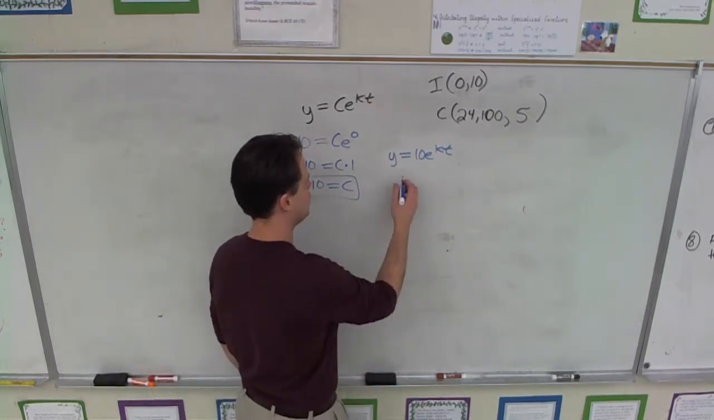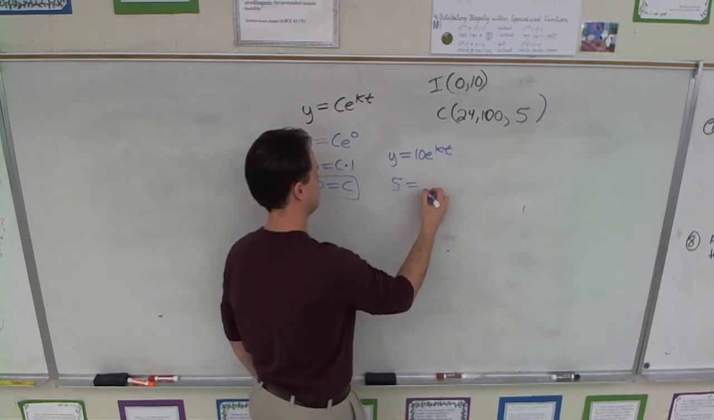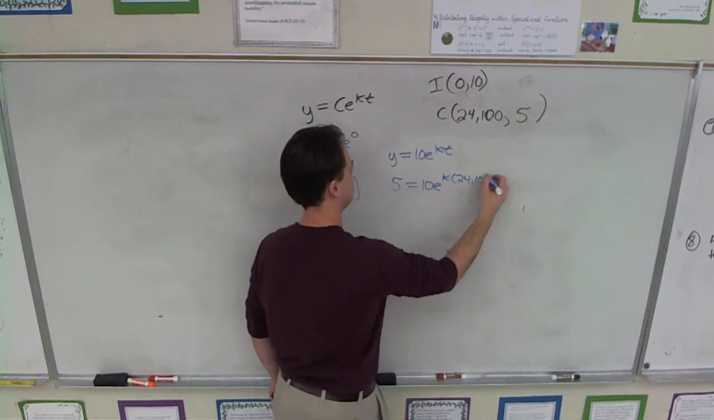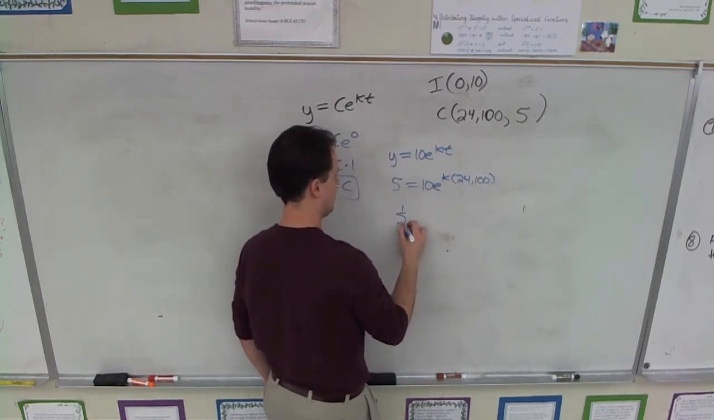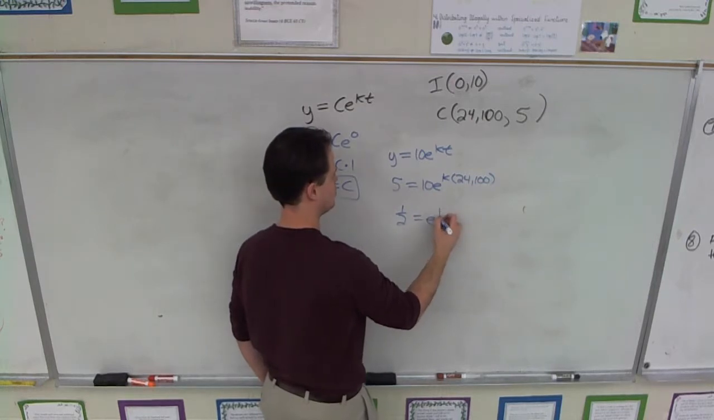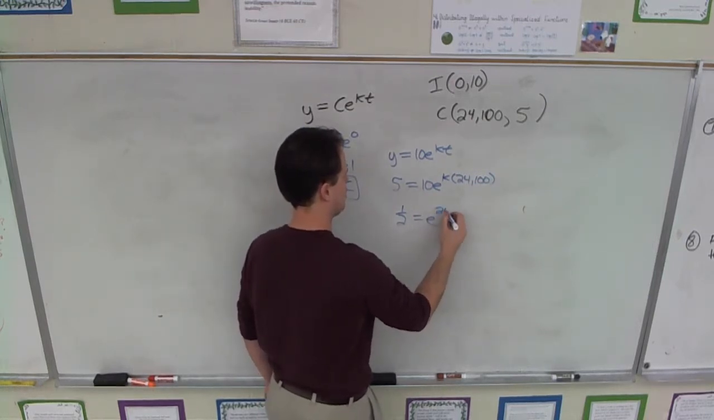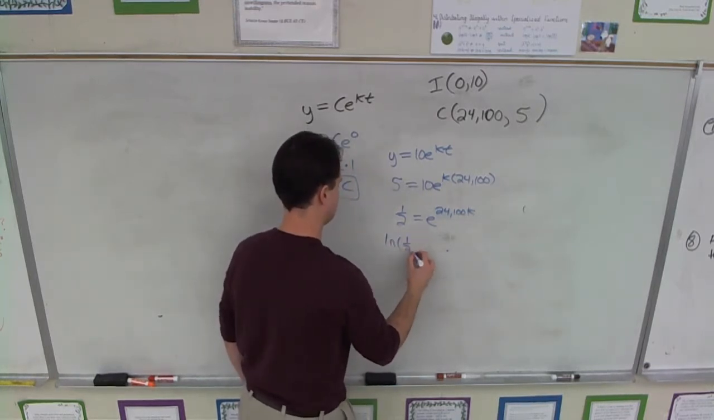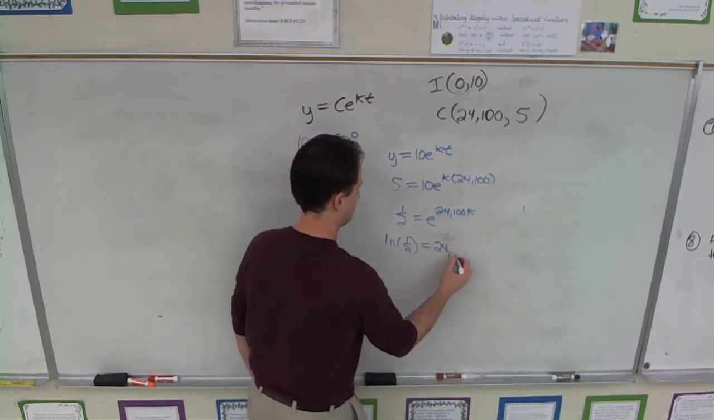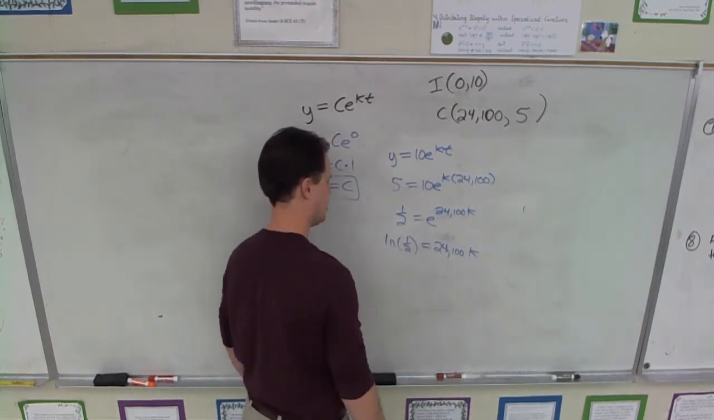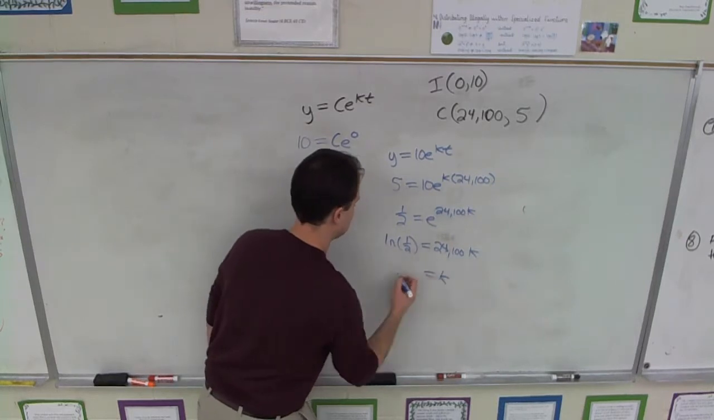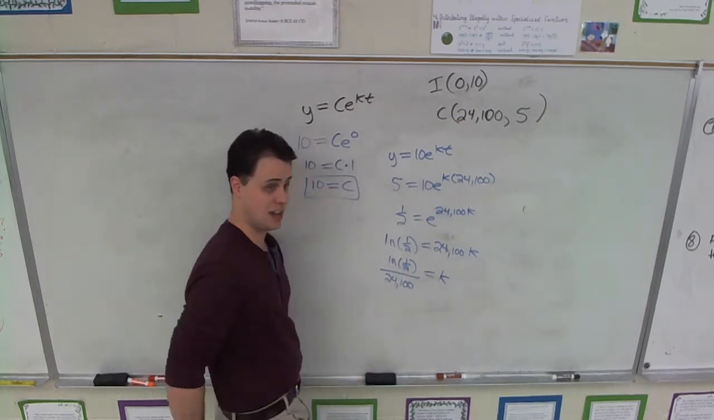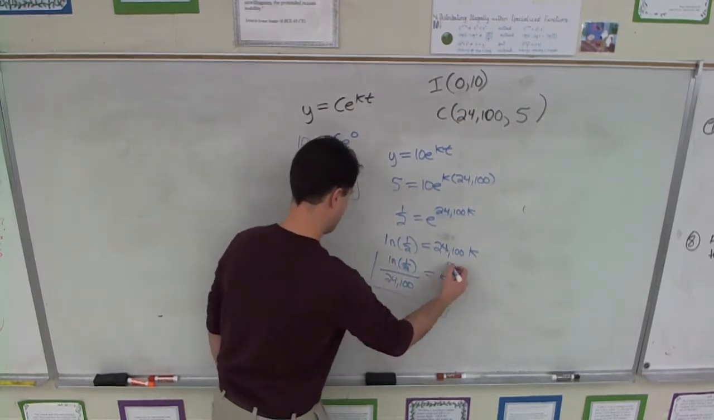So now I need to plug in and find the other part. I'm going to have 5 from the original 10 when this much time has transpired. So I'm going to go 1/2, by dividing the 10 on both sides, equals e to the 24,100k. And of course I'm going to take the natural logarithm. That will kill the e because the natural log of e is 1. And so k will be the natural log of 1/2 divided by 24,100, which is in other words the half-life. So there's the exact value of k.